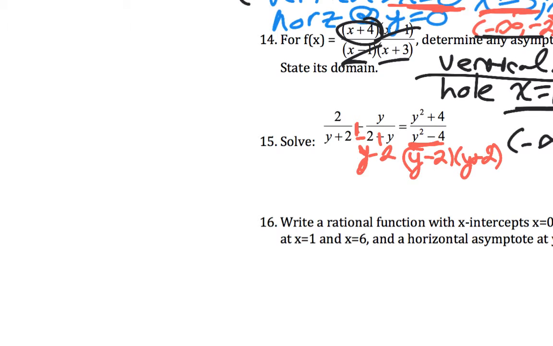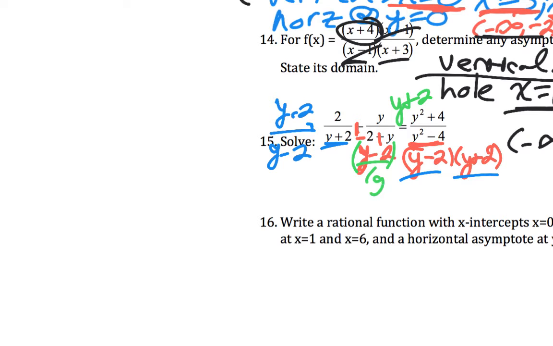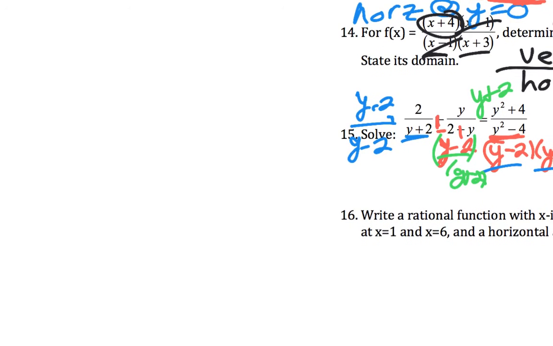Okay, so this has both factors in the denominator. And this has the y plus 2, so I need the y minus 2 for this group. And then on the next one, I have the y minus 2, so I need the y plus 2. Now, I'm not going to multiply the denominator back out.